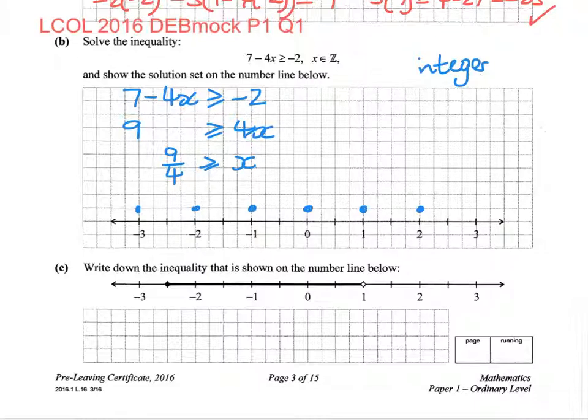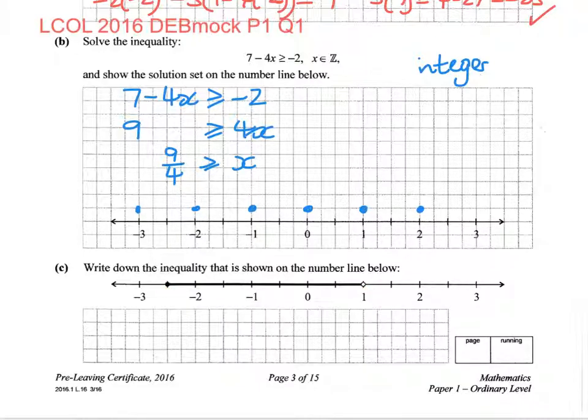Moving on to part C, they have given us an inequality, but it's not written in algebraic terms like this question here. It's given to us in a graphical format on a number line. So we go from 1 down to -2.5. And you'll notice that that dot there is an empty dot. This is a filled in dot. It's not very clear, you have to have good eyesight, but that's an empty dot, that's a filled in dot.